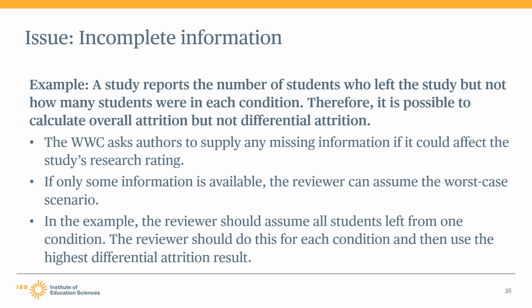Then, the reviewer could calculate differential attrition assuming all the attrition came from the comparison group. The reviewer would then choose the higher of the two differential attrition rates to use in determining whether attrition is high or low for the study. If the study has low attrition, even when using the highest possible differential attrition rate, then the WWC can be certain that the risk of bias from attrition is low.